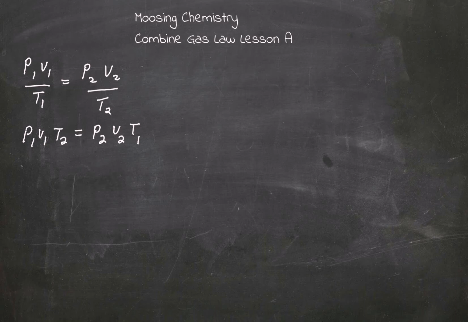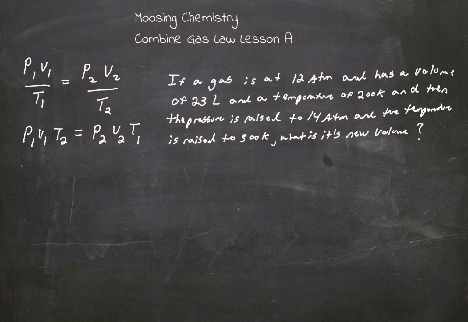Okay, so what we're going to do is write a problem down and solve for the combined gas law. Now remember, in the combined gas law there are no constants. Every variable is being used. If a gas is at 12 atmospheres and has a volume of 23 liters and a temperature of 200 Kelvin, and then the pressure is raised to 14 atmospheres and the temperature is raised to 300 Kelvin, what is this new volume? Well, let's find out what we have first. We go P1, V1, T1, P2, V2, T2.